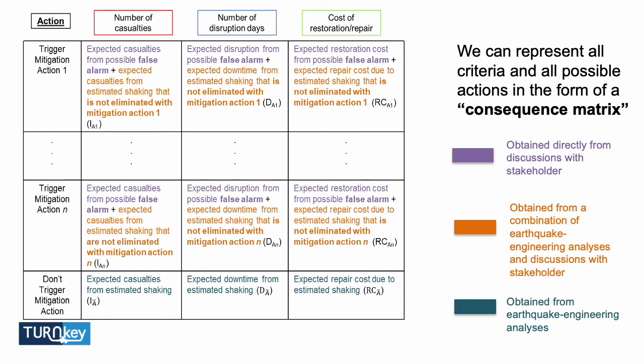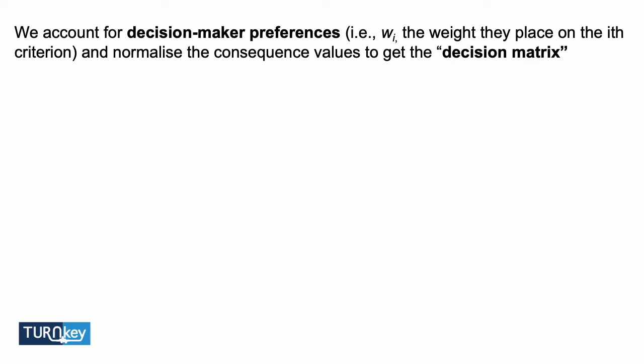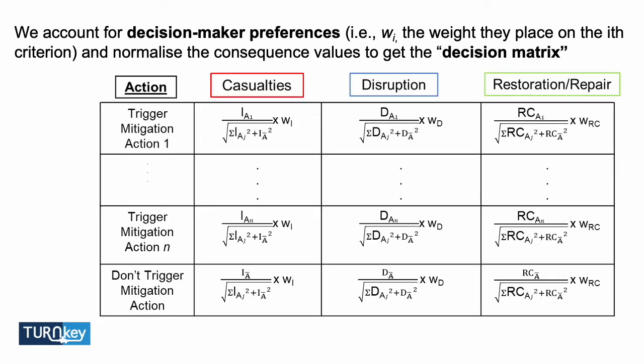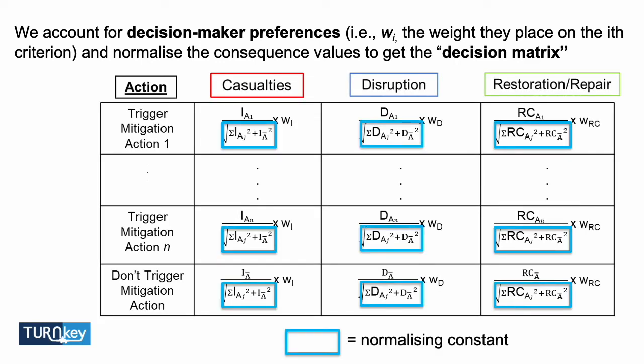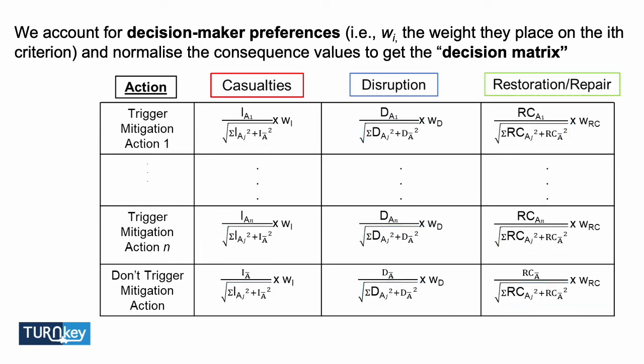And we can get this information directly from our earthquake engineering procedures, because if we don't take any risk mitigation action for an incoming earthquake, then all we're doing is simply a conventional seismic risk or loss assessment for that earthquake. So once we have our consequence matrix, the next step is to translate that into a decision matrix, where each of the entries in the decision matrix are simply the consequence matrix, but normalized and also weighted by the importance that the stakeholder places on each of the different criteria.